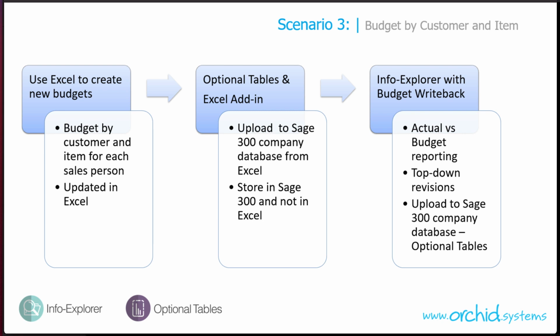to do some actual versus budget reporting and top-down revisions and upload those revisions to Sage 300. You can use the same approach to budget by category and salesperson, customer and item category, or other combinations not available in a Sage 300 General Ledger.